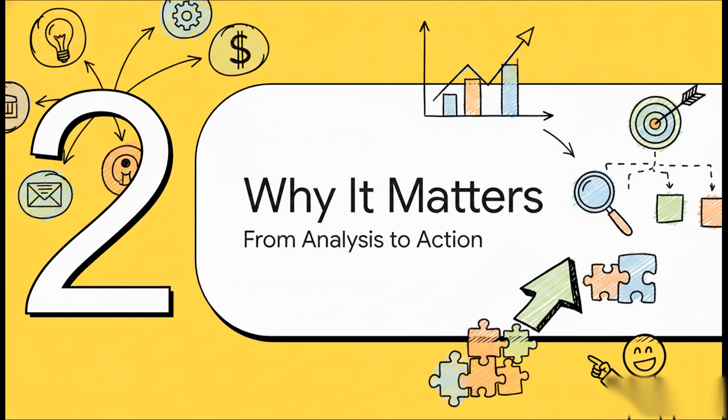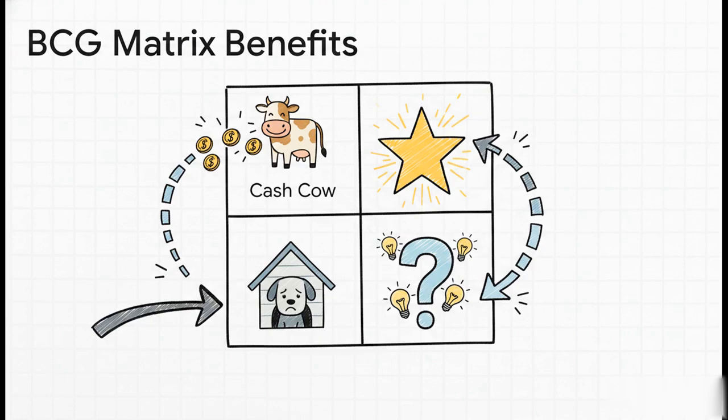You know, just plotting products on a chart is one thing, but the real power of the matrix is turning all that analysis into actual, concrete action. By using this matrix, managers can see their entire product lineup at a single glance and make smart decisions about where the money should go. The ultimate goal is to create a balanced portfolio. You want to use the money from your cash cows to fund your stars and your most promising question marks while getting rid of the dogs.